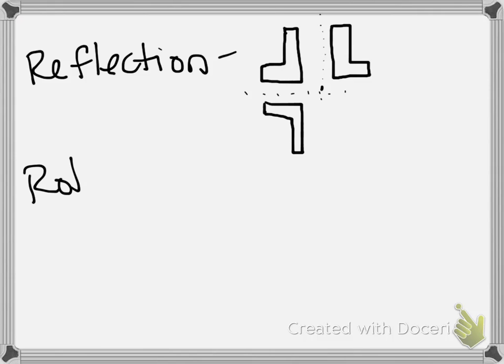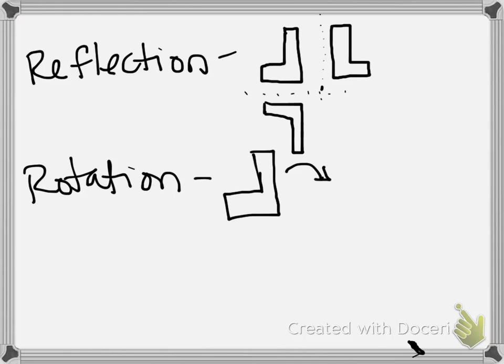For a rotation, that's a turn. So I could take that shape again, and turn it. So I'm going to turn it this way. And I could turn it again. So I'll turn it this way.